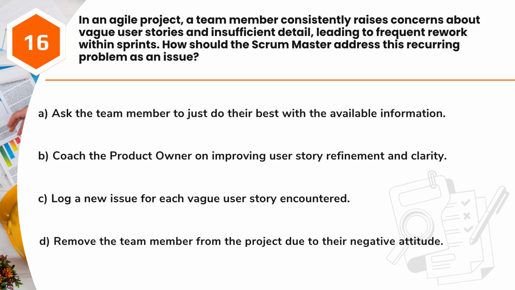Question 16. In an Agile project, a team member consistently raises concerns about vague user stories and insufficient detail, leading to frequent rework within sprints. How should the Scrum Master address this recurring problem as an issue? A. Ask the team member to just do their best with the available information. B. Coach the product owner on improving user story refinement and clarity. C. Log a new issue for each vague user story encountered. D. Remove the team member from the project due to their negative attitude.